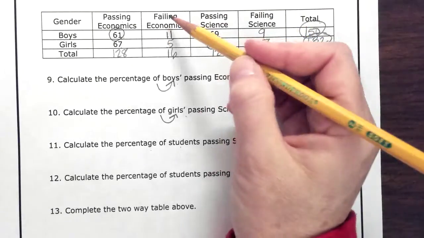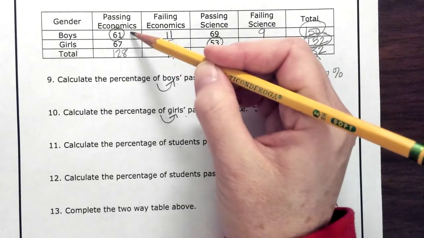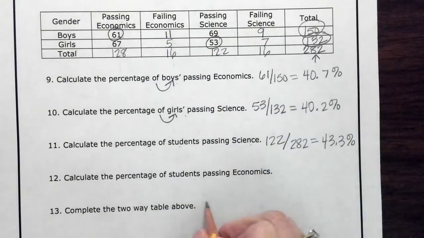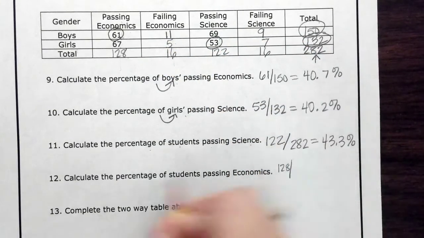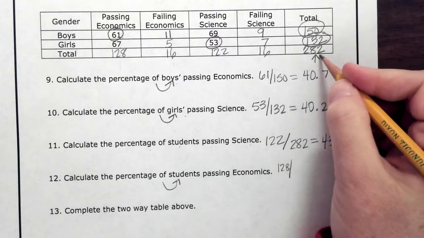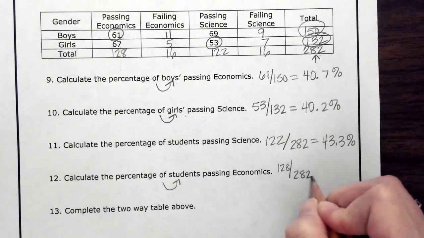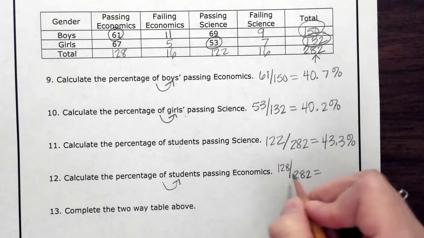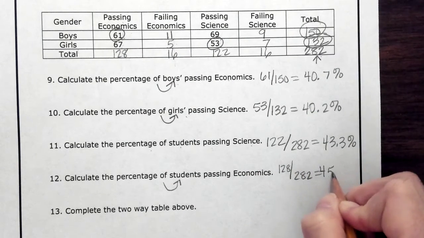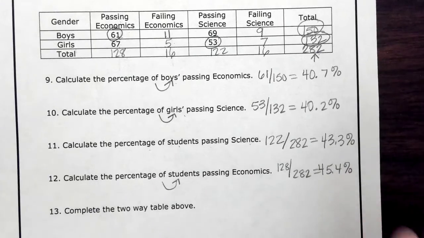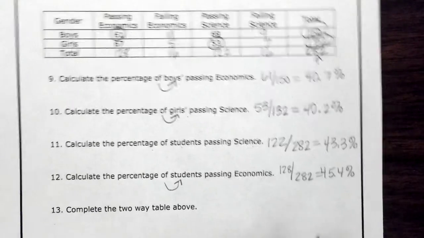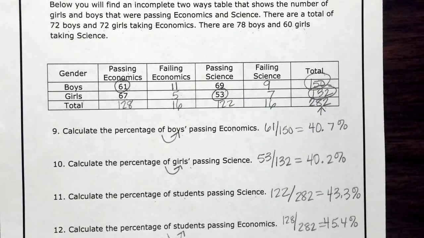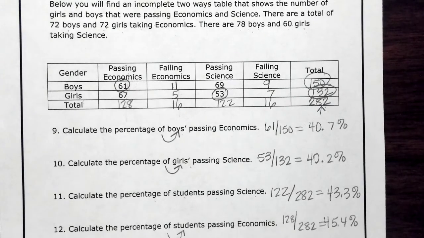And calculate the percent of students passing economics. Passing economics, go down to the number of students, boys and girls combined, would be 128 out of a total student body of 282. 128 divided by 282 gives us 45.4%. And 13 says complete the two-way table above. We did that first, so we don't have to do that after we've already done it.